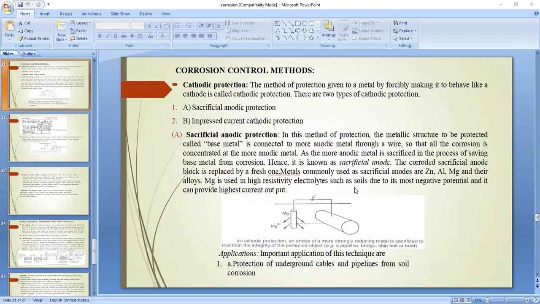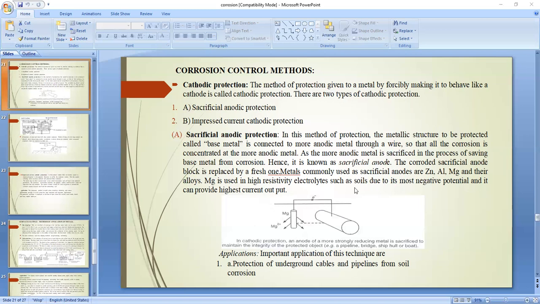The next topic which I would like to discuss is about the corrosion control methods. Corrosion can be controlled by one of the methods, that is cathodic protection. The principle involved in cathodic protection is that the base metal is forcibly made to behave like a cathode. Base metal in the sense the metal which can be easily affected by corrosion. That metal you call a base metal. So in cathodic protection, we convert the base metal to behave as a cathode.